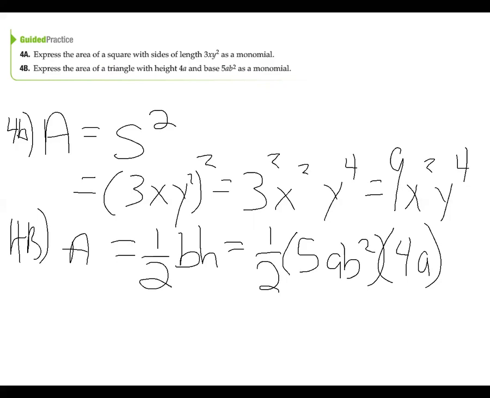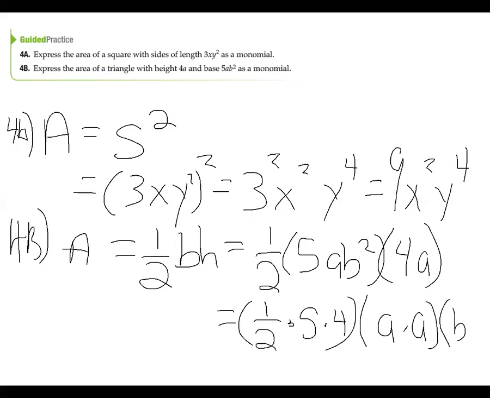Now notice on this one, you didn't have any products to a power. You're just multiplying like bases. So group the coefficients, so 1/2 times 5 times 4. Group the variables, A times A times B squared. Okay, so think of 1/2 times 5 times 4.